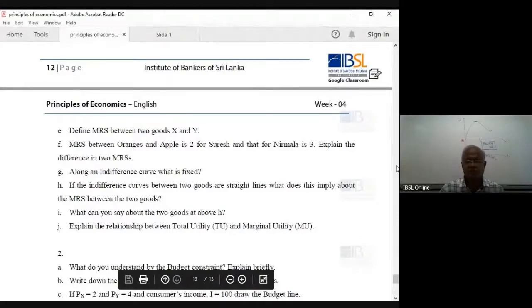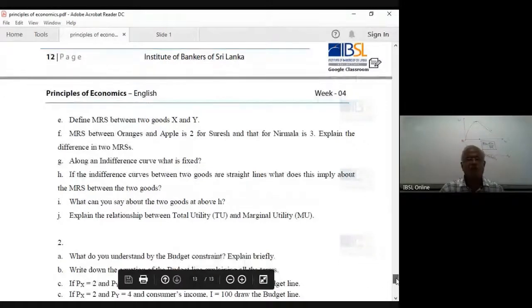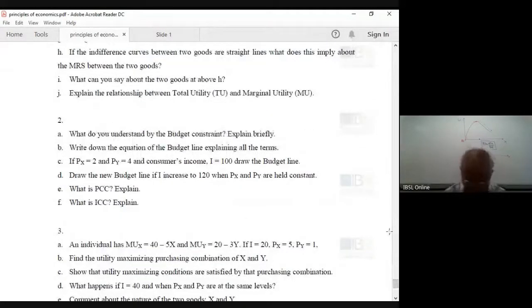Next question. What do you understand by the budget constraint? Explain briefly. Now in the examination, there are two types of questions asked. What do you understand? What do you mean? Another type of question, define MRS. When you say define something, you have to give the precise definition. When asked what do you understand, you can explain in addition to the definition, give your opinion, views about that concept.